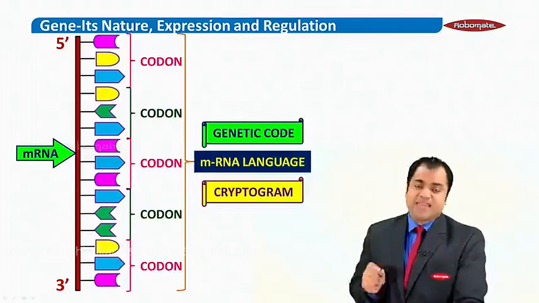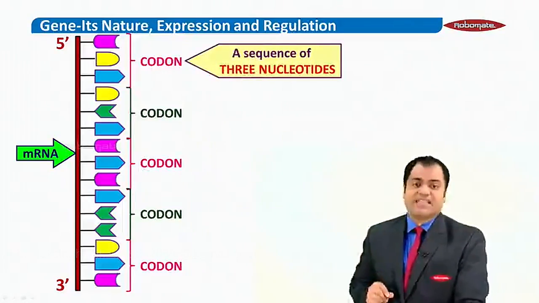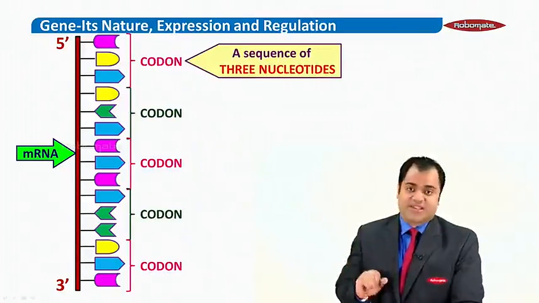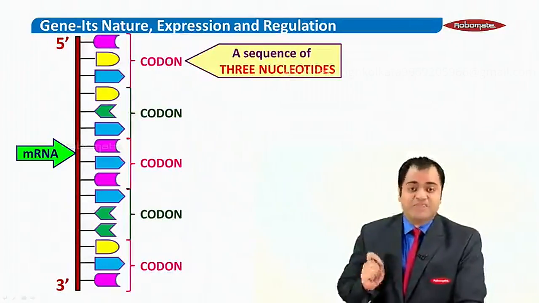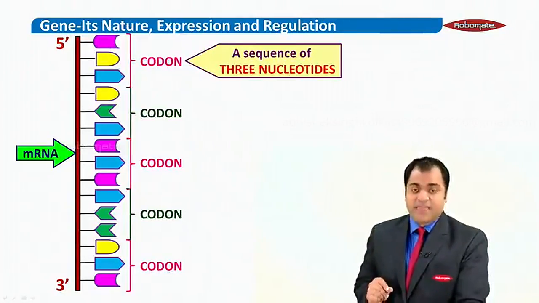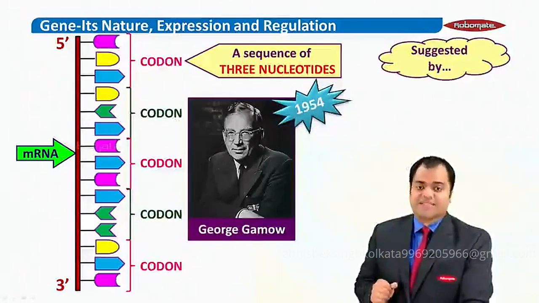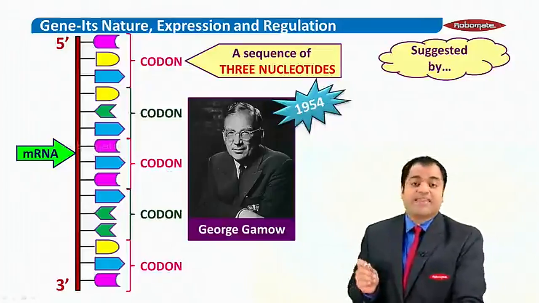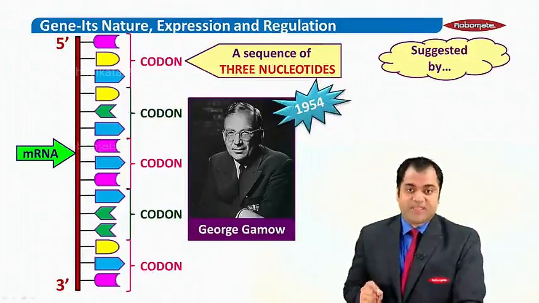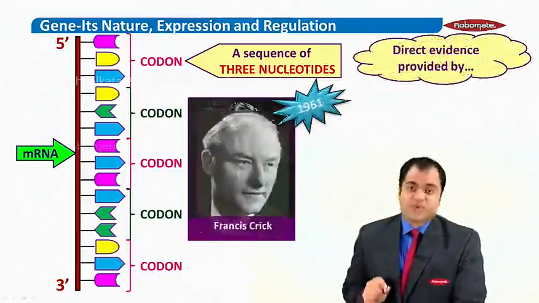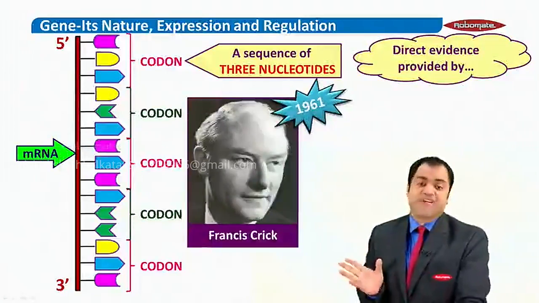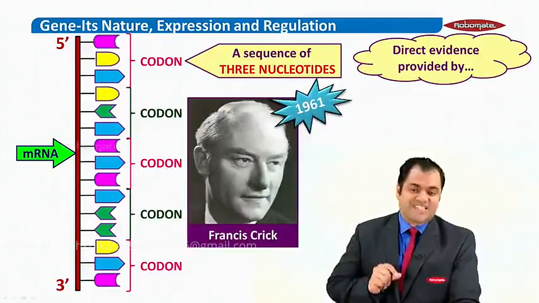Is that okay? Now remember, a codon is a sequence of 3 nucleotides, or it contains 3 nitrogen bases on the mRNA. Now this idea was put forward and suggested by a scientist called George Gamow in the year 1954. The direct evidence of this was provided by another person, Francis Crick, in the year 1961.